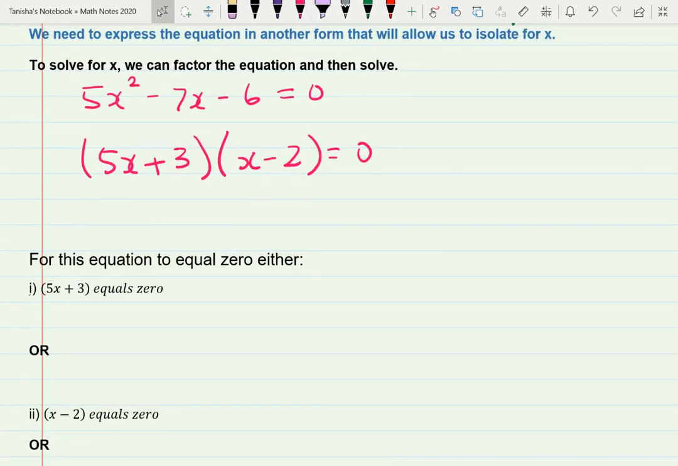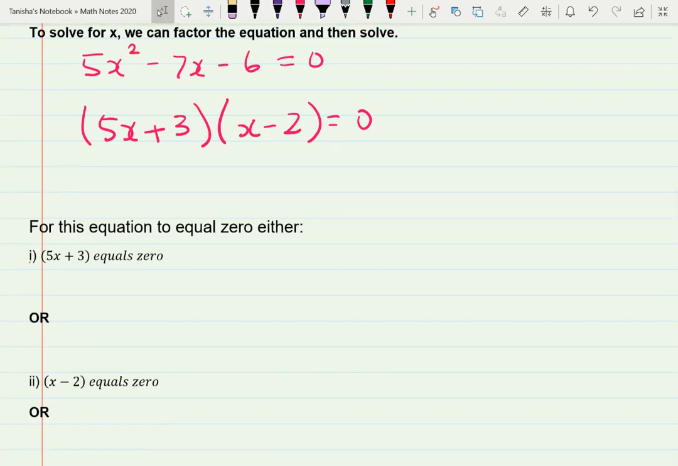Okay, but if you factor correctly, you should get (5x + 3)(x - 2) = 0. So we're just expressing the polynomial expression on the left side of our equation in factored form. Our equation says that the product of these two binomials is equal to 0. In order for this equation to equal 0, three things can occur. The first is that the factor 5x + 3 is equal to 0, because then we have 0 times (x - 2) is equal to 0, and 0 times anything is equal to 0. Yep, that works.